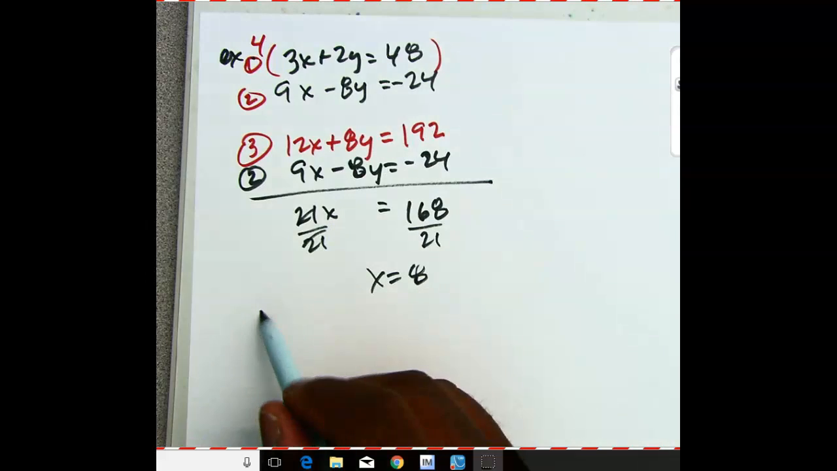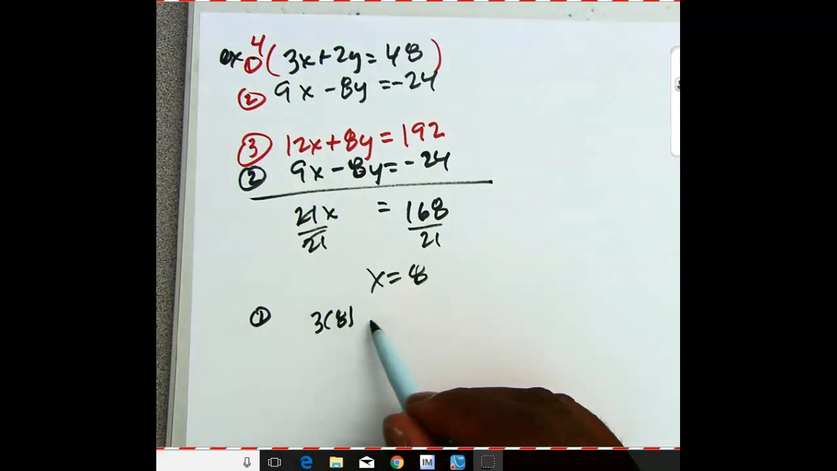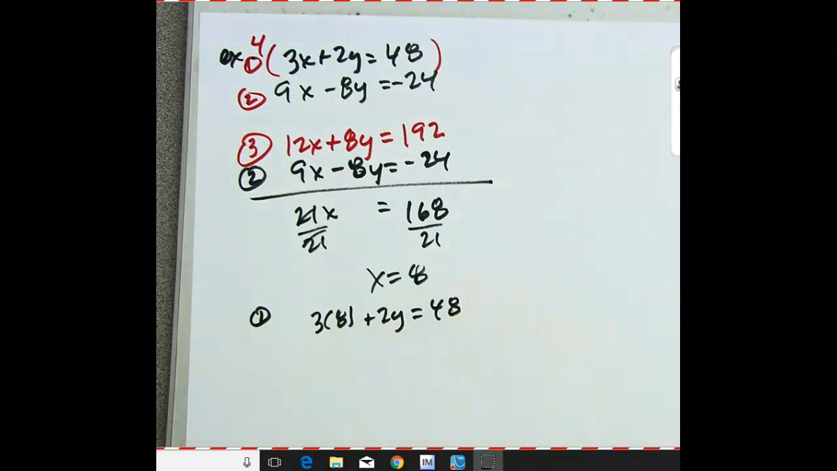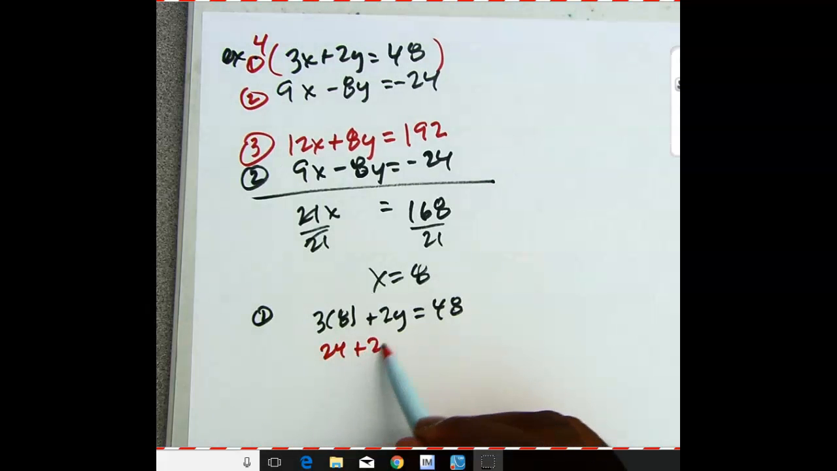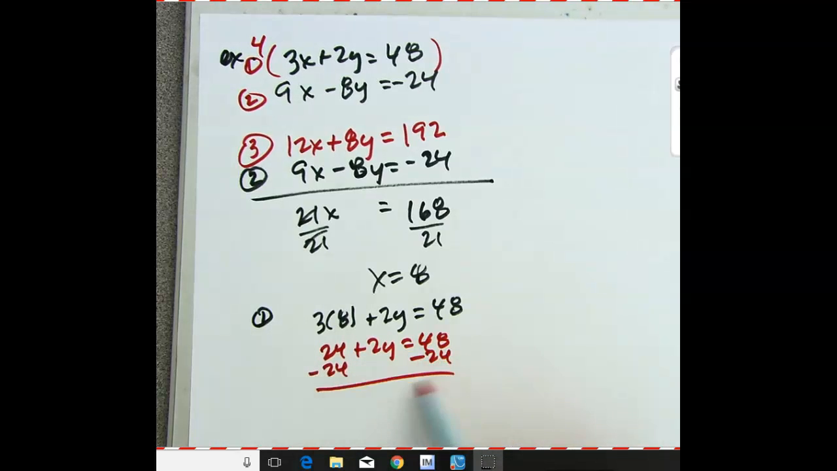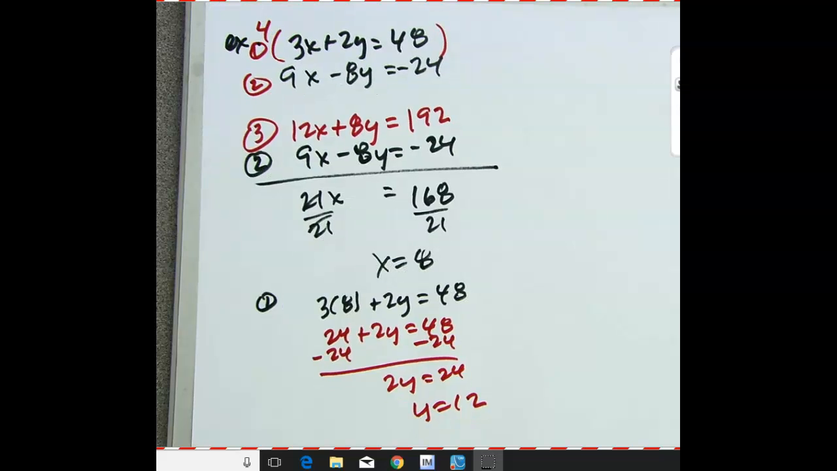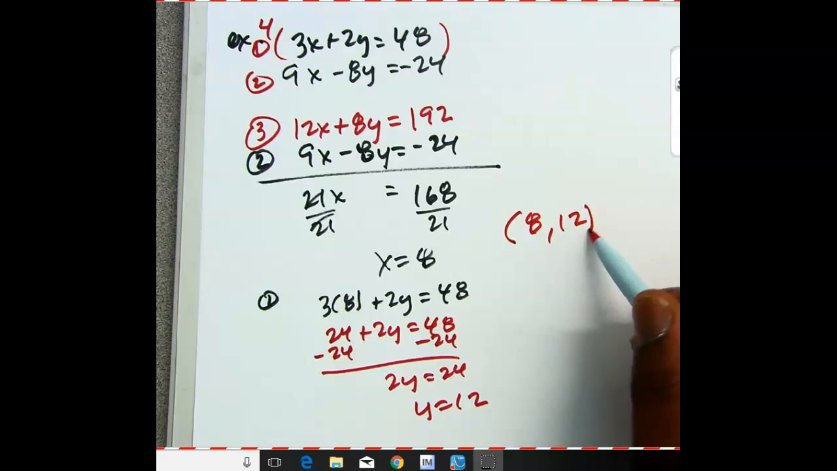So if we use equation 1, then we get 3 times 8, so 3x, plus 2y is equal to 48. 24 plus 2y is 48. Subtract 24 and divide by 2. And you're going to get y is equal to 12. So our solution is the ordered pair 8, 12.